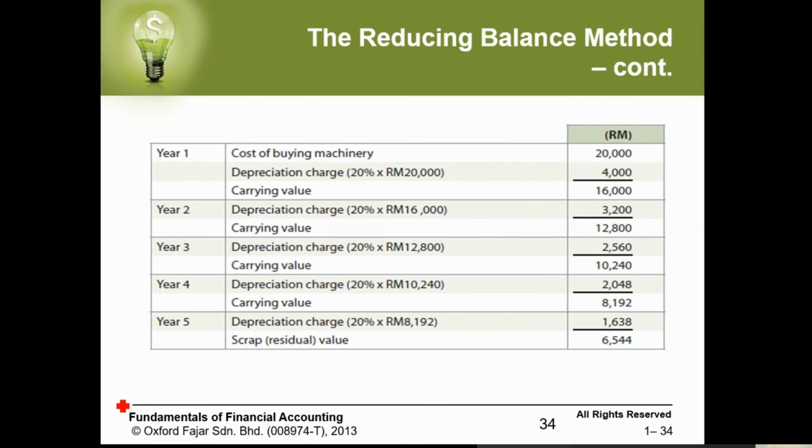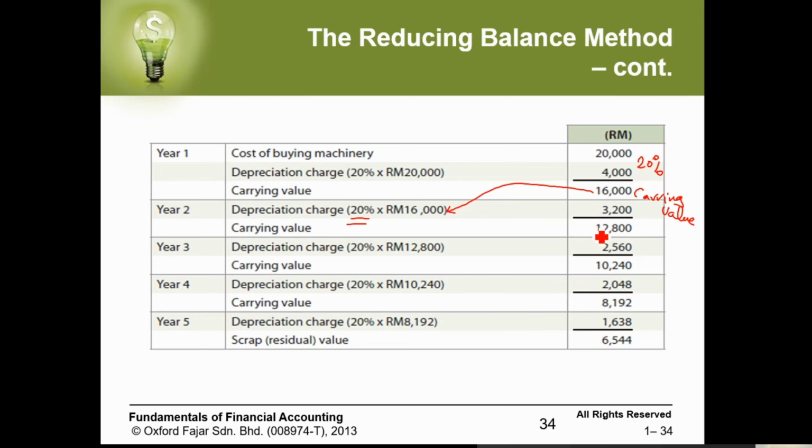Let's see. For year number 1, the cost of the machine is 20,000. The 20% of it is 4,000, so the carrying value is 16,000. Then in year number 2, we need to take the depreciation, which is 20%, from the carrying value. We call it the carrying value, which is the value we want to carry from one year to another. So 3,200, and the balance is 12,800.